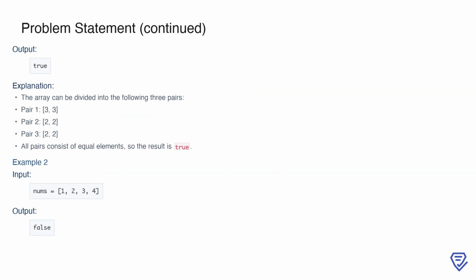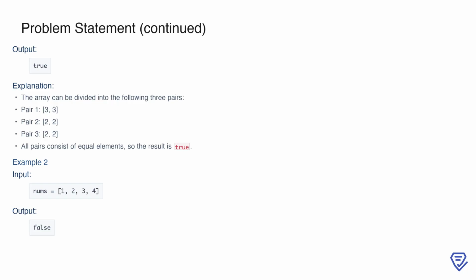Consider the first example, where the input array is nums equals 3, 2, 3, 2, 2, 2. In this case, the output is true. This is because the array can be divided into three valid pairs. The first pair is 3, 3, the second pair is 2, 2, and the third pair is 2, 2. Importantly, each pair contains two equal elements, and no elements are left unpaired. Since the conditions are met, the result is true.